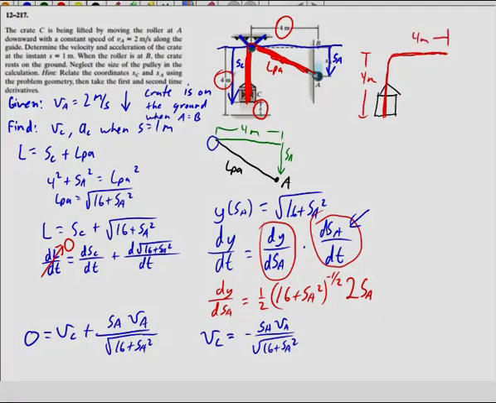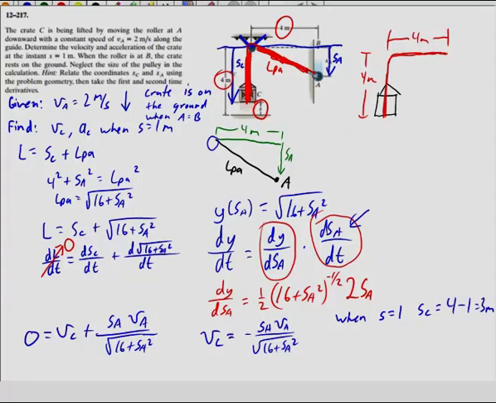It said to ignore the size of the pulley in our calculations. So we know the total length of the rope is 4 meters. So if S equals 1, when S equals 1, we take that initial 4 meters and we subtract 1, and we can say that when S equals 1, SC is going to be equal to 4 minus 1, which is equal to 3 meters.